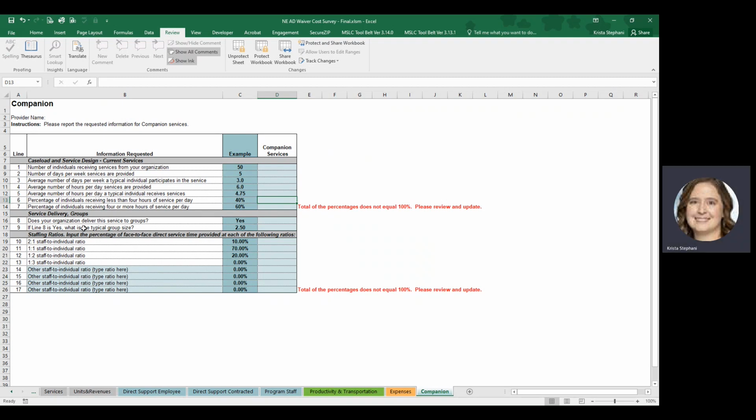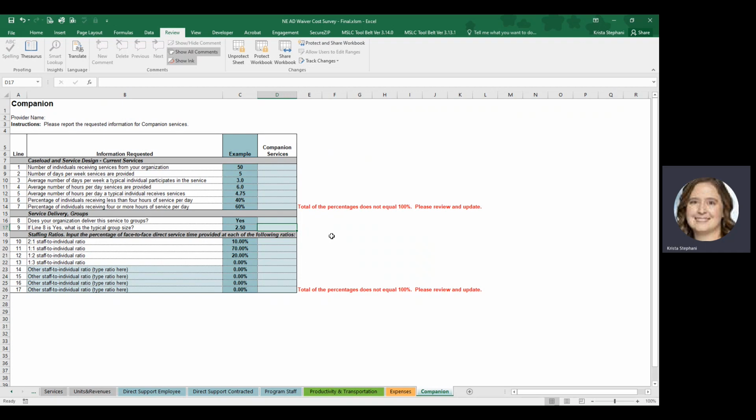Next, we are asking you if you provide companion services in a group setting. What we mean by a group setting is you have one direct support professional providing services to more than one participant or individual at a time. You may select yes or no from this menu. And if you select yes, please indicate what your typical group size is.